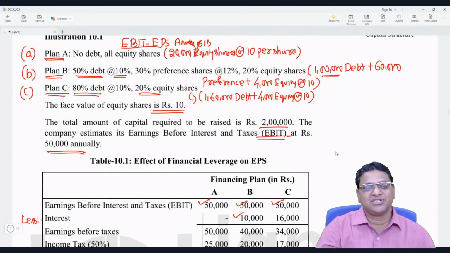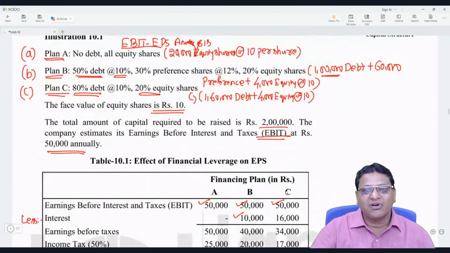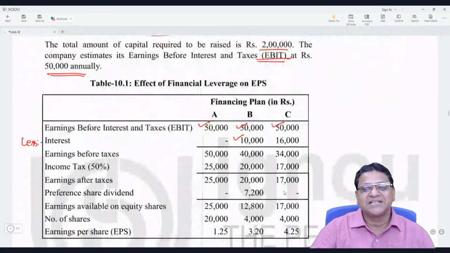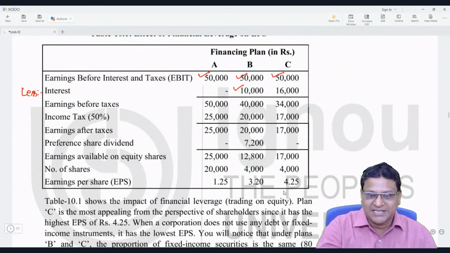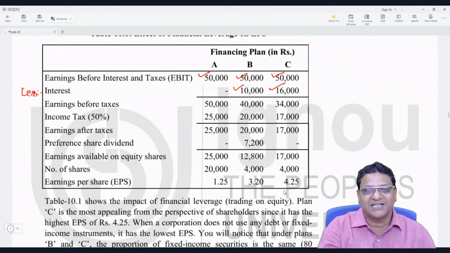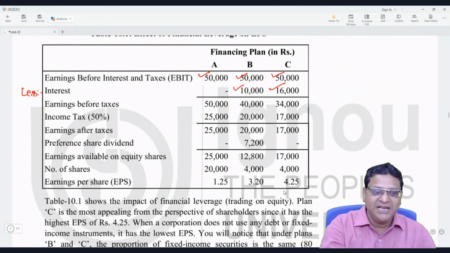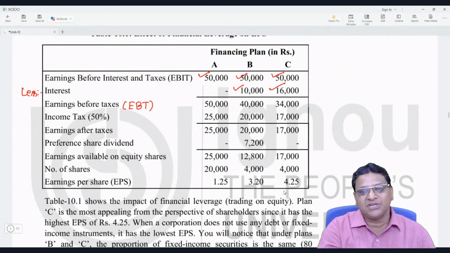In plan C, just look at what the debt portion is. In plan C, the debt portion is 1,60,000 at 10%, so you have to pay interest of 16,000. So in the first case there is no interest, but in the second and third cases there will be interest. Now what is the EBT? EBT means earning before tax. Earning before tax comes to 50,000 in the first case, 40,000 in the second case, and 34,000 in the third case.